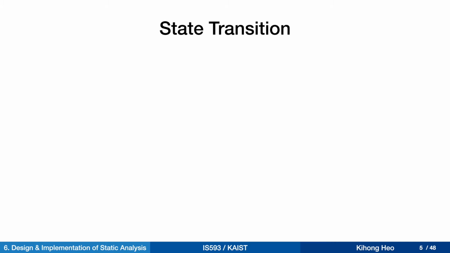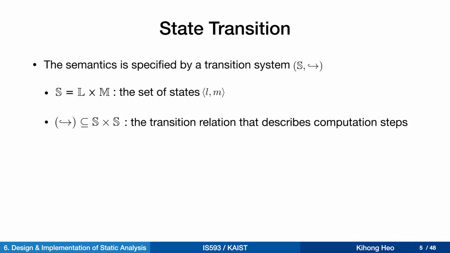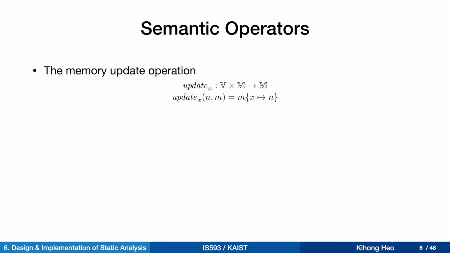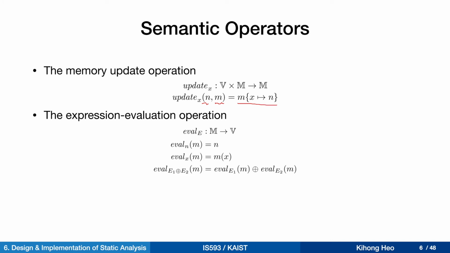Next, we define the transition relation between two states. The semantics is defined by a transition system, which is actually the same as before, but I just simplified the definitions and gave explicit names to each semantic operator, like update, eval or filter, and so on. Fundamentally it is the same definition as in the previous lecture. So here we define the semantic operators. First, the memory update function takes a value and a memory, and returns the updated memory for the corresponding entry. Next, the expression evaluation operator eval takes a memory and returns the computed value according to the expression and the given memory.